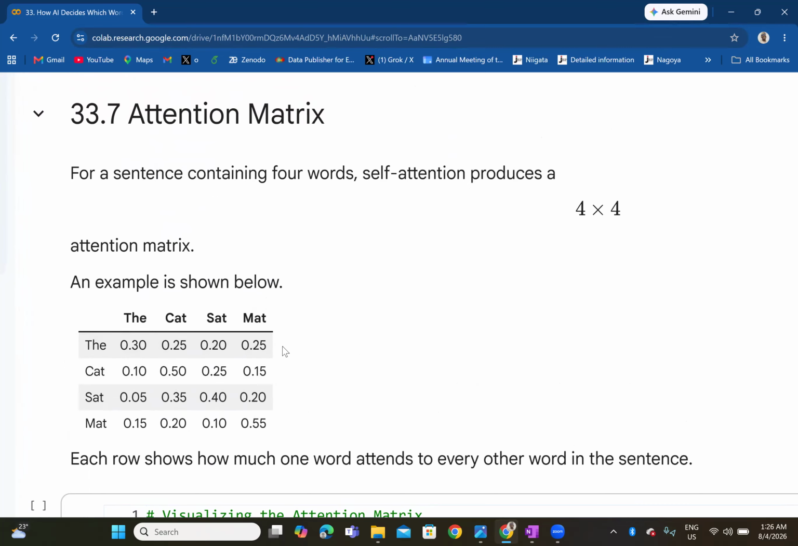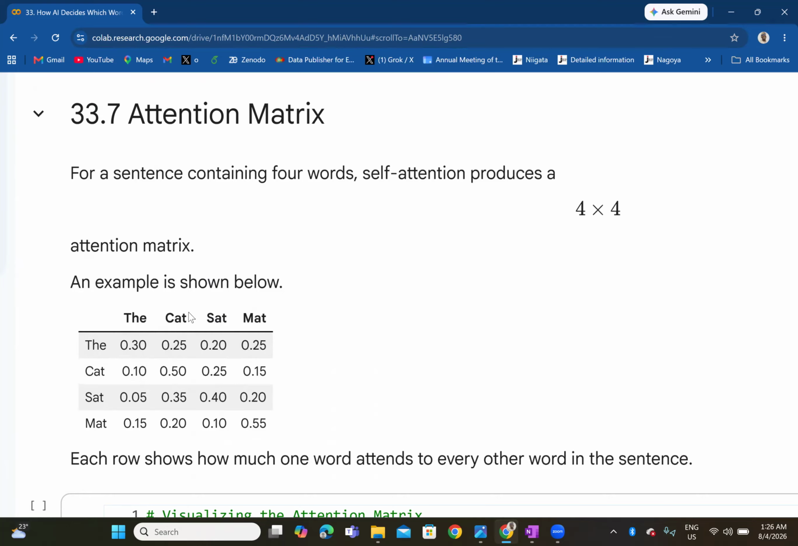Now, the idea of self-attention is that every word thinks of how much attention it should give to itself and every other word. And as a result of that, if you have four words, we are going to have a 4 by 4 attention matrix. So an example is shown below. The cat sat and mat, and then the cat sat and mat. So the and the, that's 30%, the and cat 0.25, the and sat 0.20, the and mat, the connection between the and mat 0.25. So here we see that the and the has the biggest attention. So it has the on itself, right?